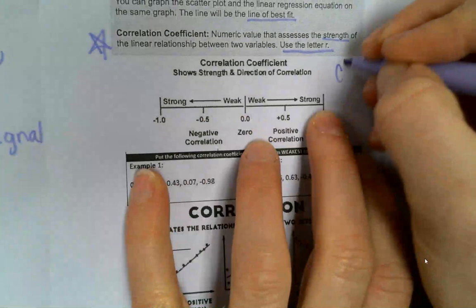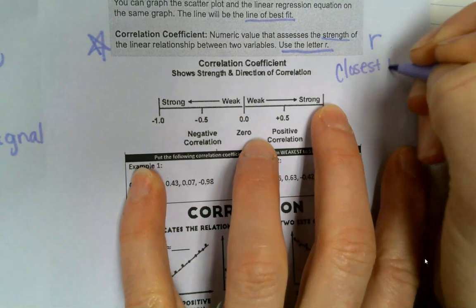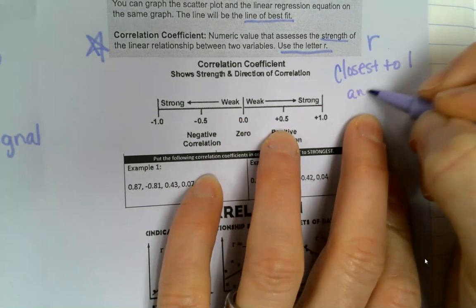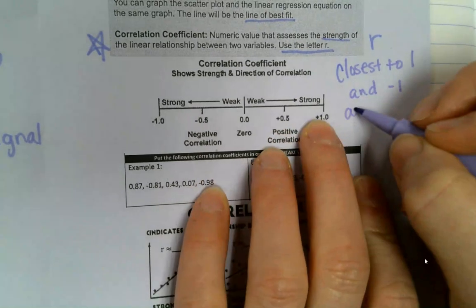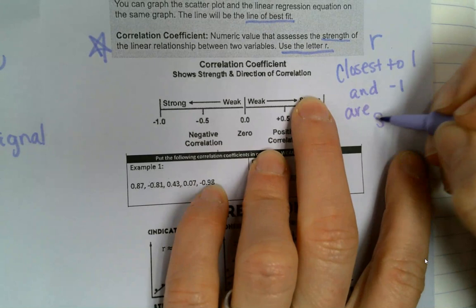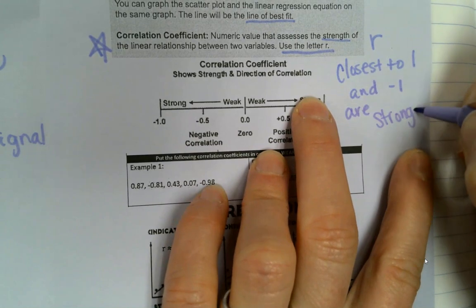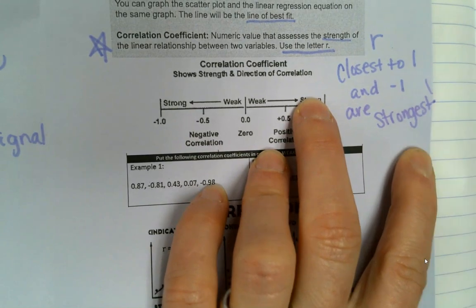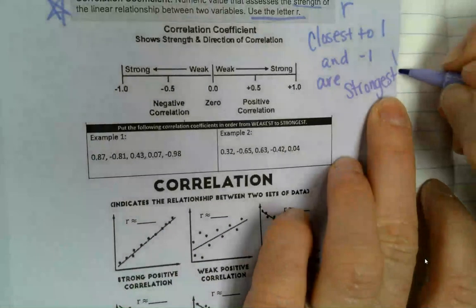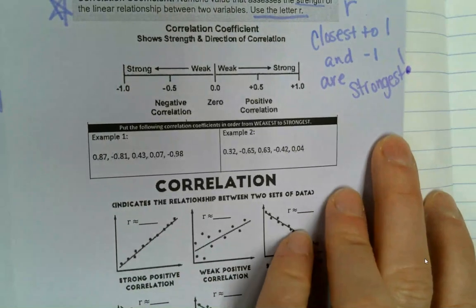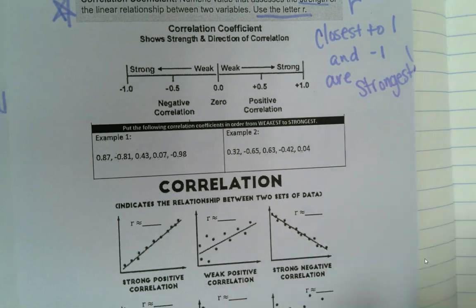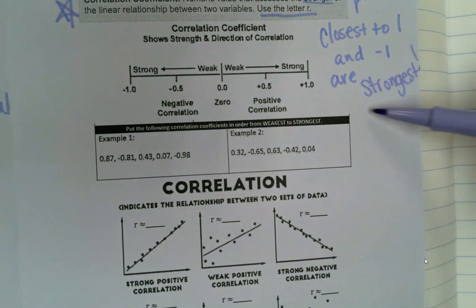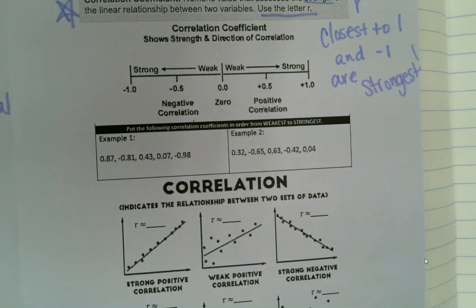So closest to 1 and -1 are strongest. So it doesn't matter if it's positive or negative on strength. That just tells you whether it's positive or negative. But the closer it is to 1 and -1 means it's strongest.